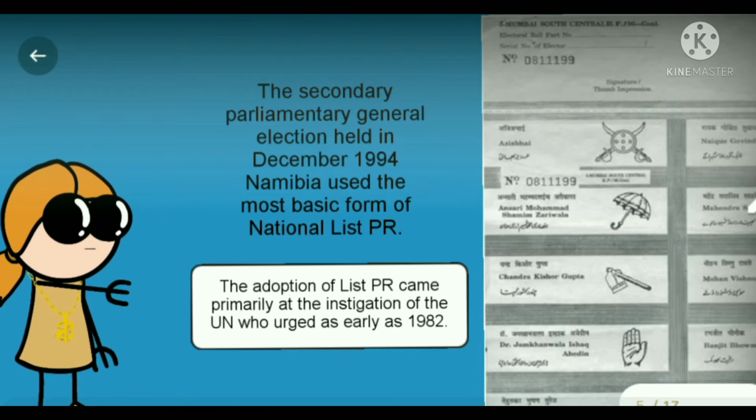In the second parliamentary general election held in December 1994, Namibia used the most basic form of national proportional representation. The adoption of list PR came primarily at the instigation of the United Nations, who urged it as early as 1982. This system ensures that political parties managing to gain substantial support in an election are rewarded with fair representation.